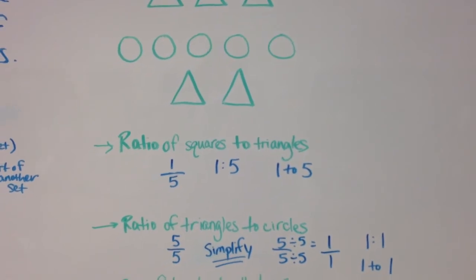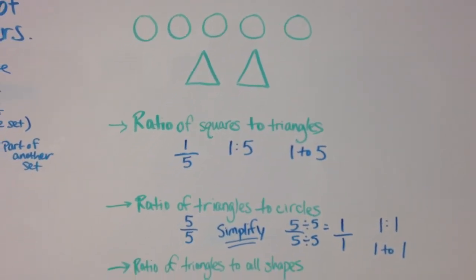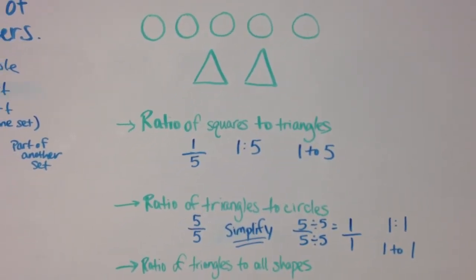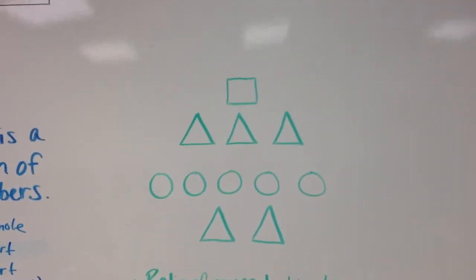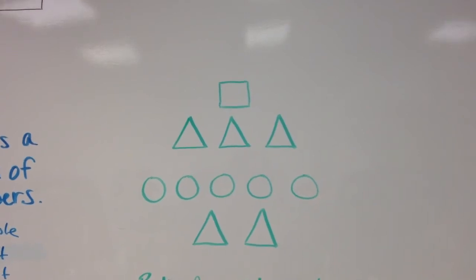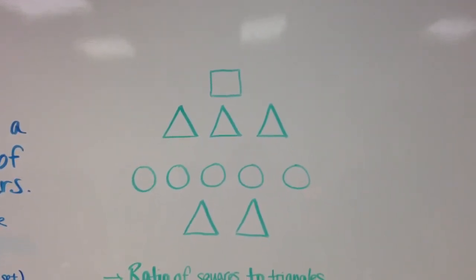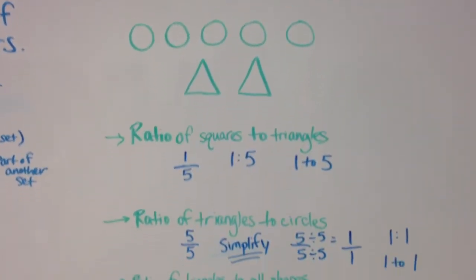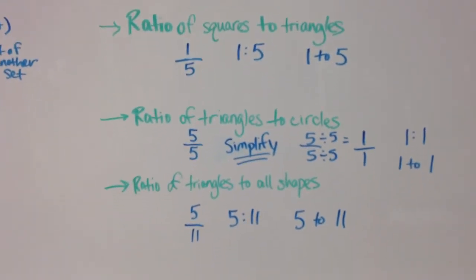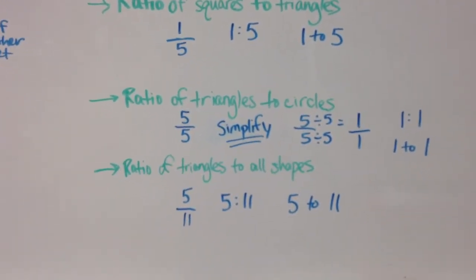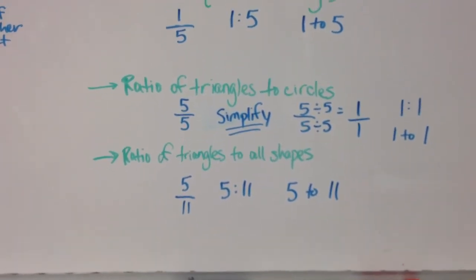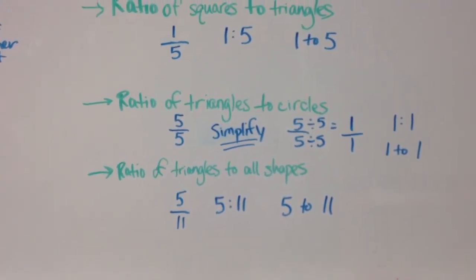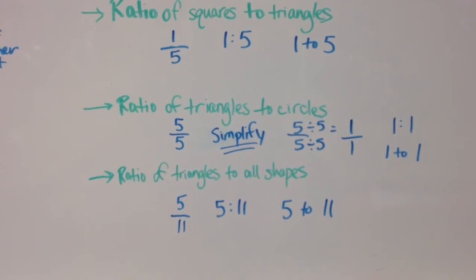And our last example for this set of shapes is the ratio of triangles to all shapes. We have 5 triangles and we have 11 total shapes. Triangles come first in the word form, triangles to all shapes. So that would be 5 to 11, and that cannot be simplified, so 5 to 11 would be the answer.